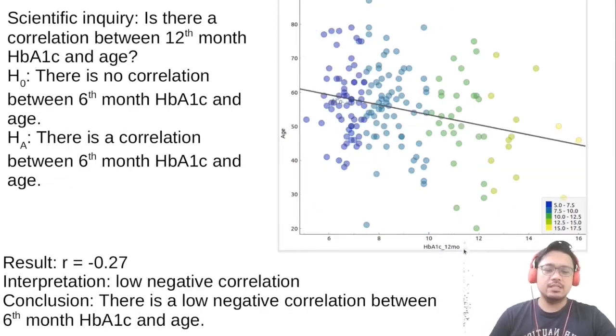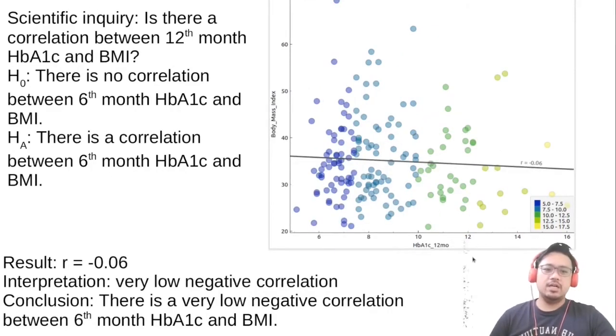Next, between HbA1c and age, the regression line goes downward. The coefficient is negative 0.27. This means that there is a very low negative correlation. As the value of the 12-month HbA1c increases, the age decreases. Or we can interpret it as the patient gets older, the HbA1c level decreases.